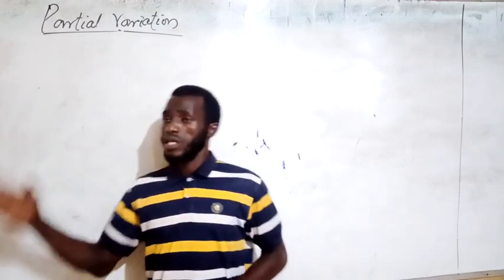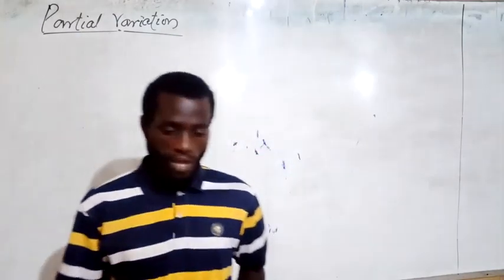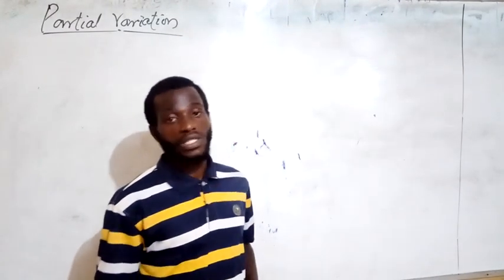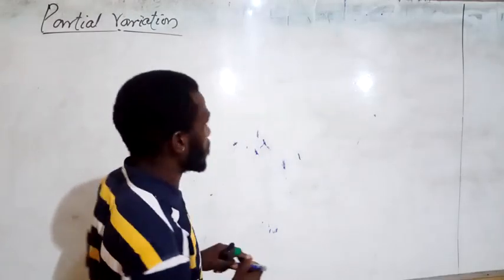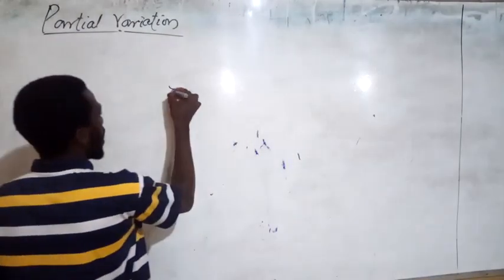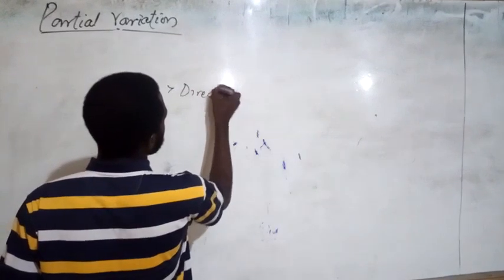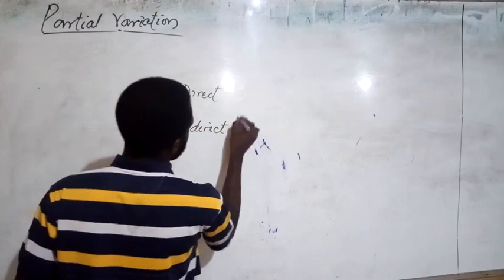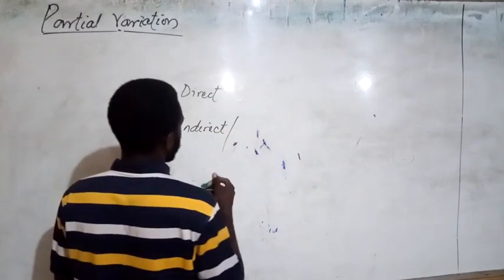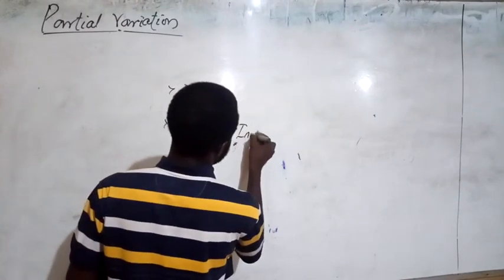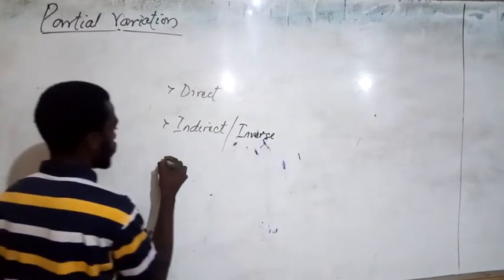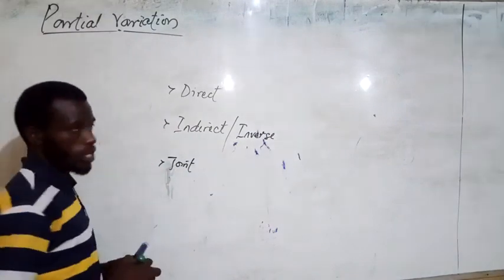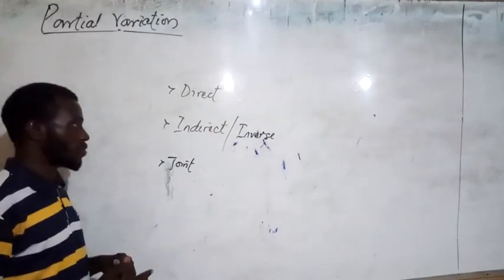Alright, today we are going to be considering partial variation. If you remember vividly in our previous videos, if you have not watched them, I will urge you to also go and see those videos. We discussed the first three types of variation, which are the direct variation, the indirect or inverse variation, and we also have the joint variation. Then the fourth one is the partial variation.